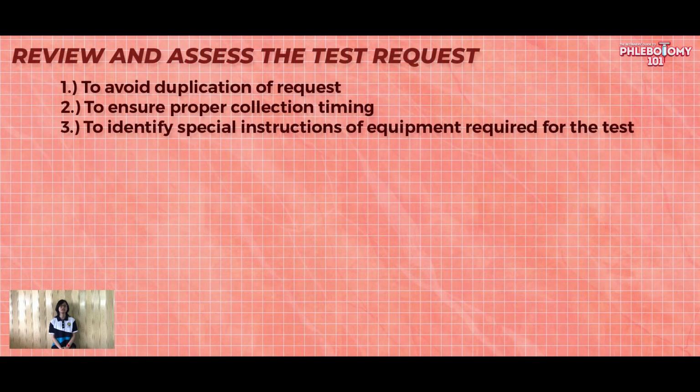The first thing you need to remember about every medical technology laboratory practice is that the test process always starts with a test request from the physician. The first step to this venipuncture procedure is to review and access the test request. This is done for 3 simple reasons. 1. To avoid the duplication of the test request. 2. To ensure proper collection timing. And lastly, to identify the special instructions or equipment required for the test.